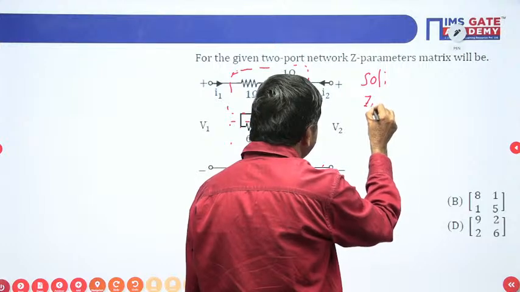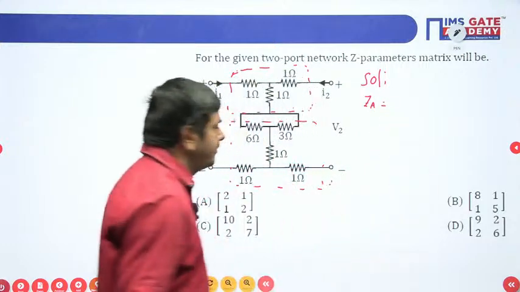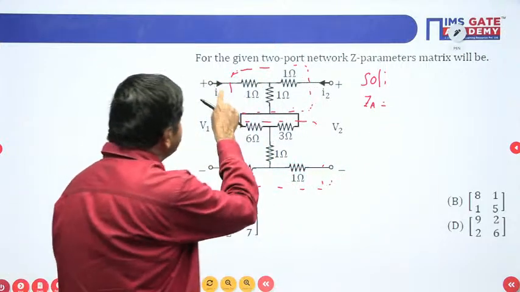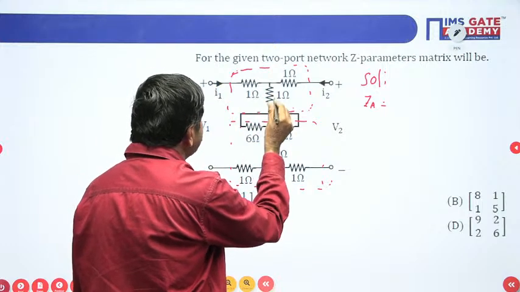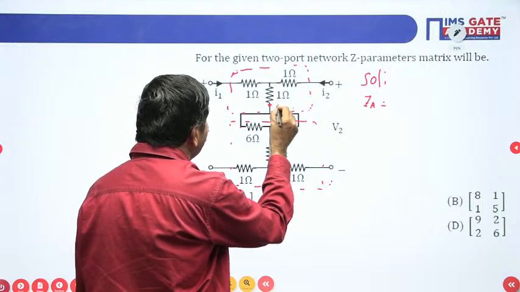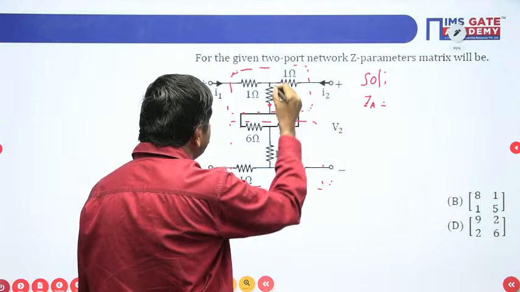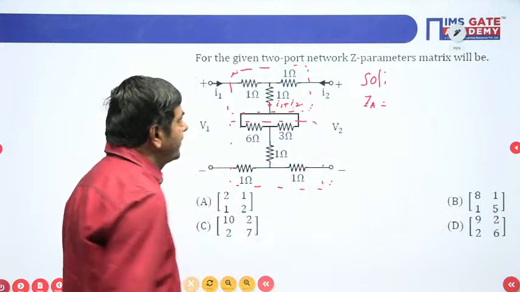How can we write ZA? Very directly we can write it now. If I select this as a network, what current will flow on this side? I1 plus I2, no doubt. This is I1, this is I1 plus I2.